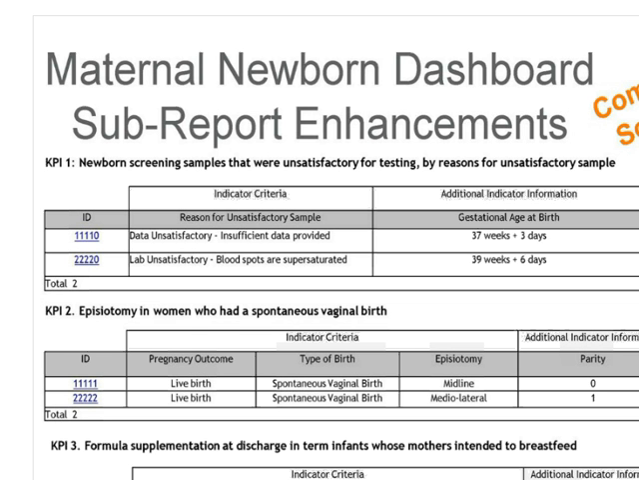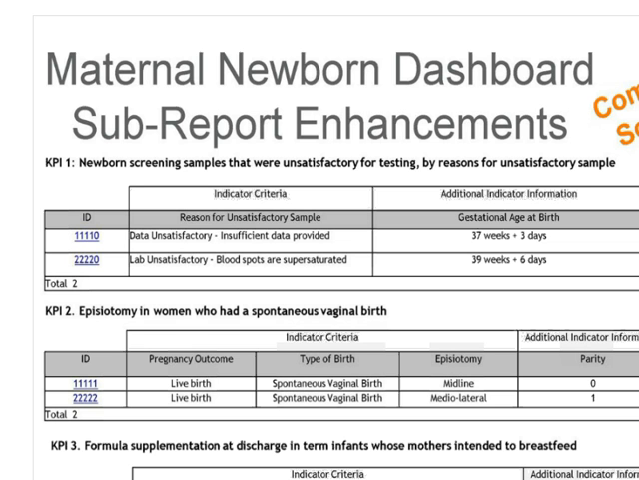For KPI-2, episiotomy in women who had spontaneous vaginal birth, it's the same kind of thing. You would see what the pregnancy outcome was, what the type of birth was. In this case, it has to be spontaneous vaginal birth, and what the episiotomy type is, midline, medial, lateral, etc. Gives you a bit of additional indicator information to tell you what the parity was for that woman. So this is the subreport that will be coming soon for KPI-2, episiotomy in women with a spontaneous vaginal birth.